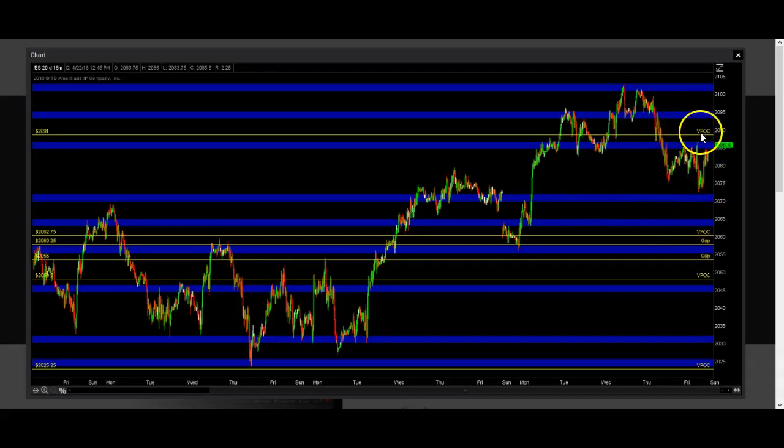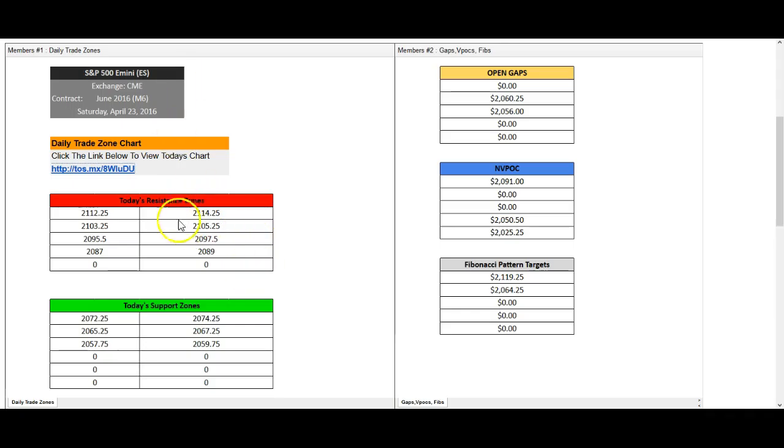We also have VPOCs, which are virgin points of control, also known as naked virgin points of control, and then gap levels. These are the zones that are updated. Resistance is going to be above the current market. These are 2112 and a quarter to 2114 and a quarter.